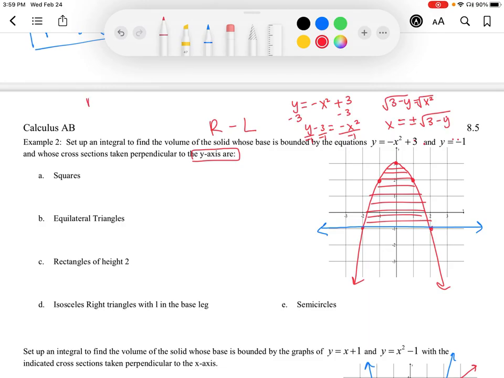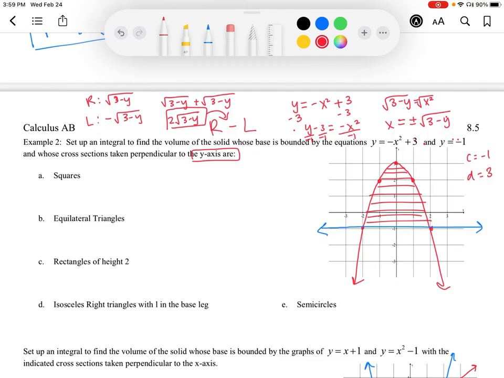What's going to end up happening is our right is going to be that positive square root of 3 minus y, and the left is that negative square root of 3 minus y. So that's how I'm getting my right and my left. If I subtract them, I've got the square root of 3 minus y minus a negative square root of 3 minus y, which changes to plus. So my right minus left is 2 square root of 3 minus y. That's what we're going to look at. And then I need to figure out how far down and how far up I'm going, so the c and d, the bounds that I have. I'm going down to negative 1, and I'm going up here to 3.